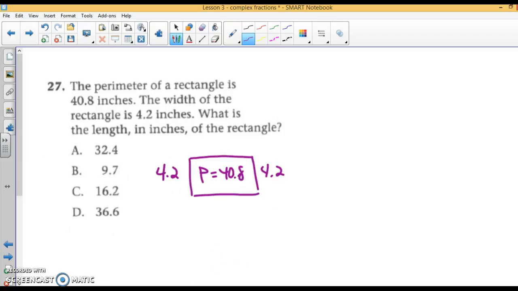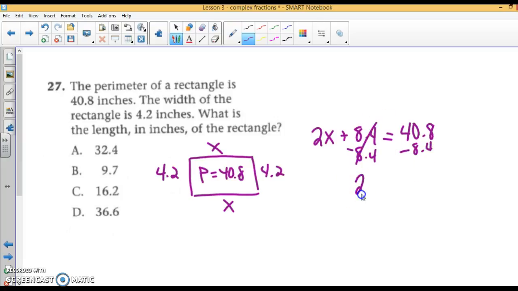We are looking for the length. I'm going to call this x. So we could do this by writing an equation. If I add all of the sides up, x plus x is 2x, plus 4.2 plus 4.2 is 8.4. That equals the perimeter, 40.8. So subtract 8.4 from both sides, and you get 2x is 32.4. Divide both sides by 2, and you get x is 16.2.